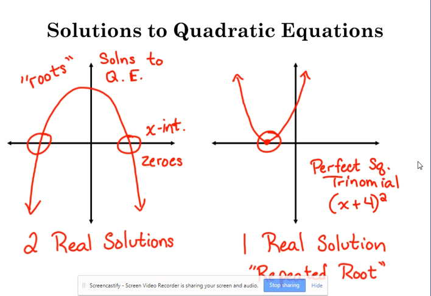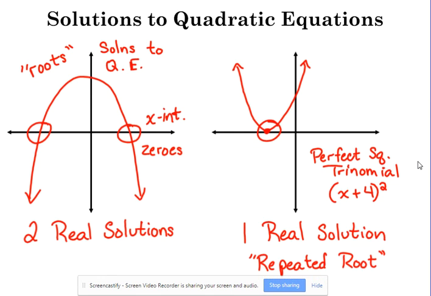Solutions, roots, x-intercepts, zeros, those are all referring to the same thing. Where your function crosses the x-axis, so that's where the equation equals 0. So what x value makes this equation equal 0? Sometimes we have a special case. We talked about this with factoring. Perfect square trinomials put us in the position where our parabola just touches the x-axis. It just touches it in one place. And in that case, we have one real solution.